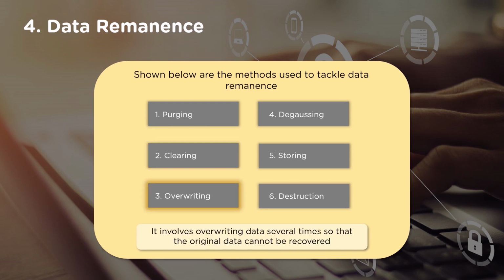Third, we have overwriting. Here, we write over the original data several times so that the original data cannot be recovered. Degaussing is the method used to destroy data on magnetic storage tapes. Next up, we have storing. Before storing data on media, the data is encrypted for the purpose of safety. Finally, the sixth method is destruction. Here, storage devices which hold the data are physically damaged. Incineration, crushing, and shredding are few of the methods used for destruction.